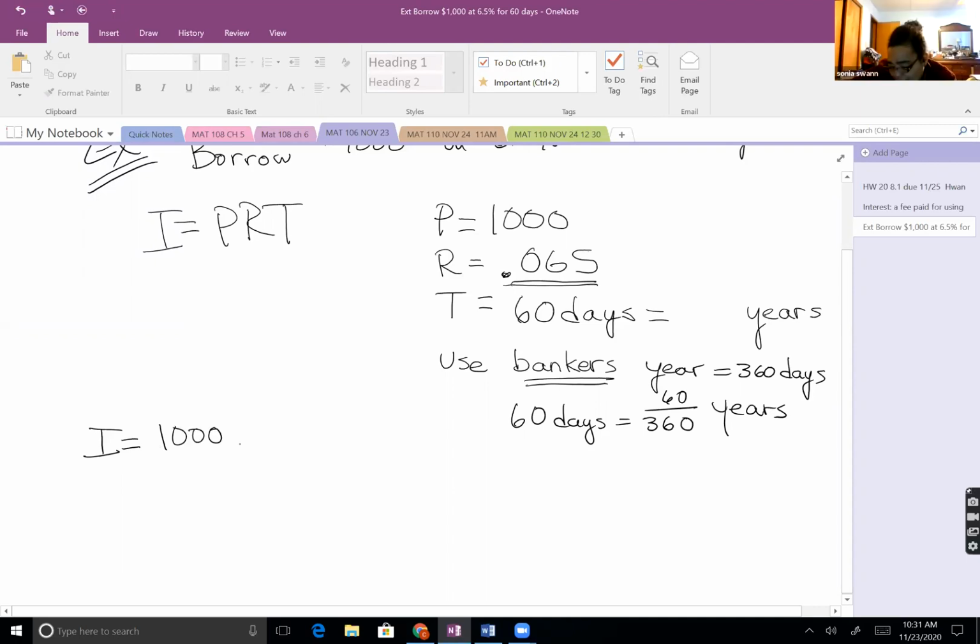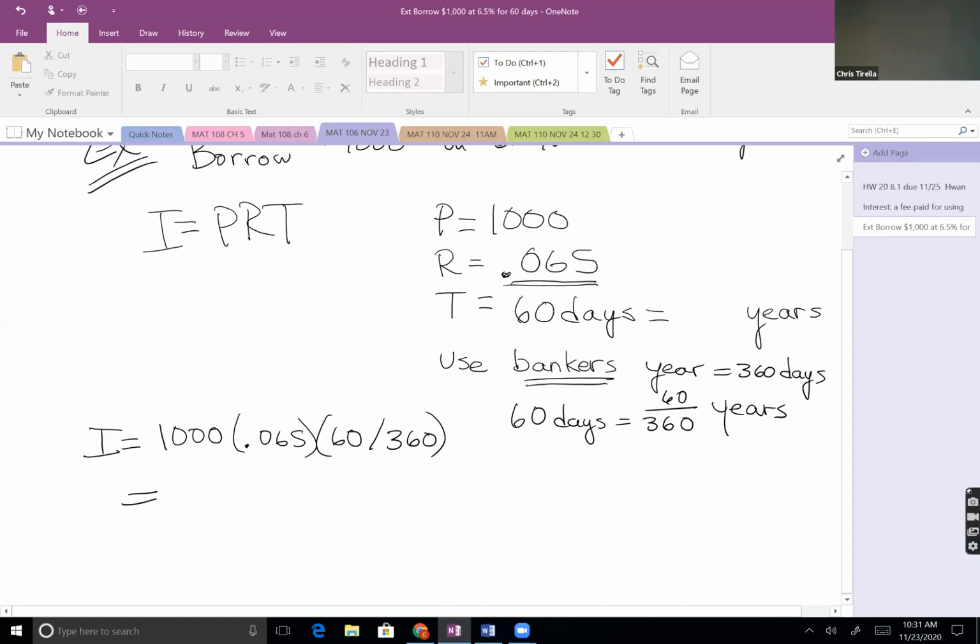We're going to take 1,000 times 0.065 times 60 divided by 360. And so to the nearest cent, 10.83. $10.83.